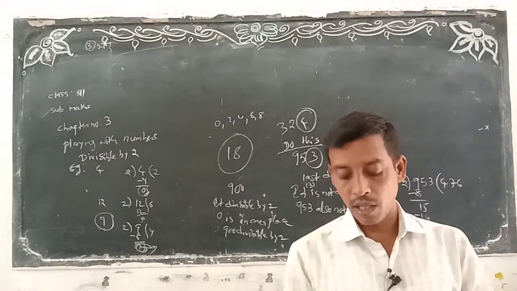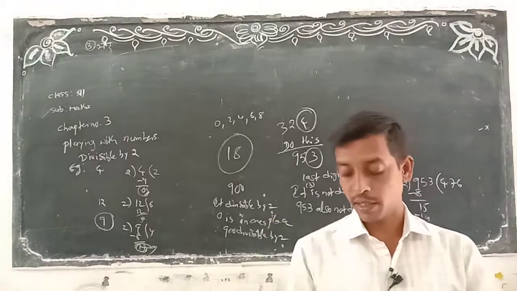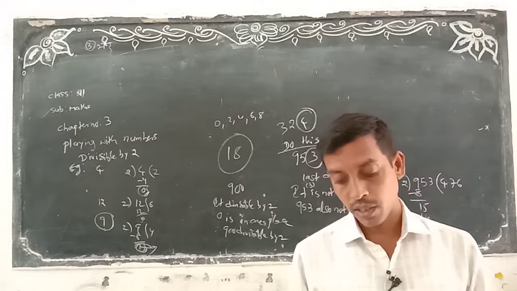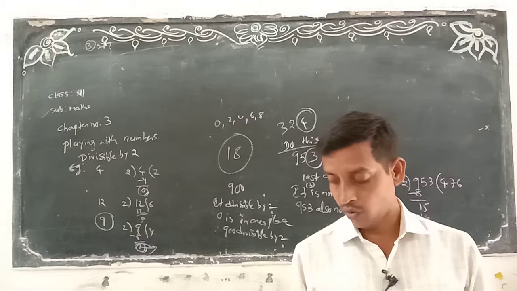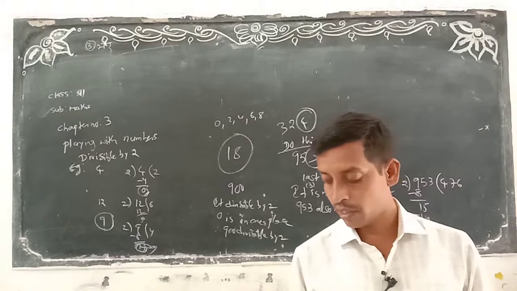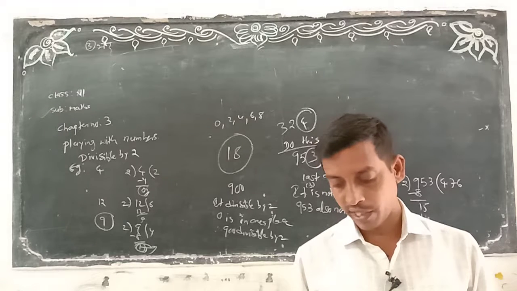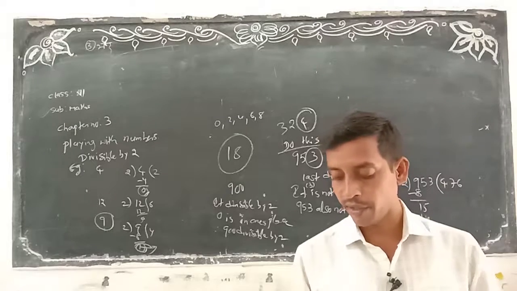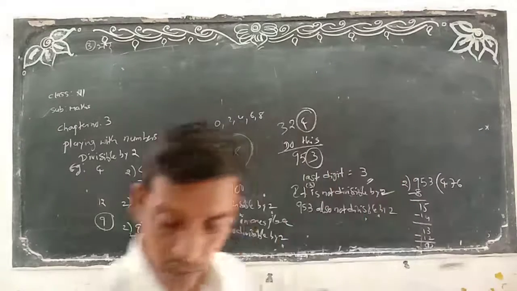For all the remaining problems, you have to do it the same way. Next we will do checking with 3. We will finish these 2 conditions. If we finish divisibility by 3, then we can finish divisibility by 6 too. First, divisible by 3.